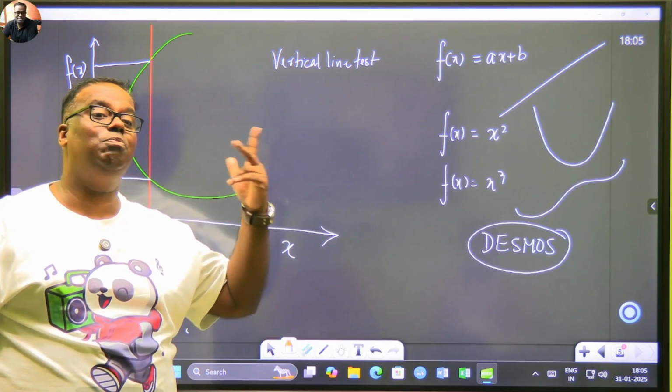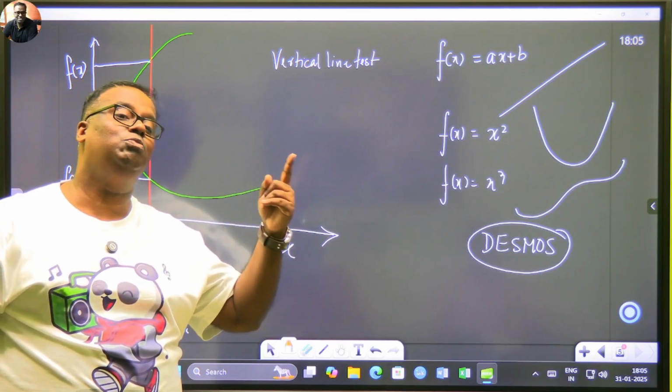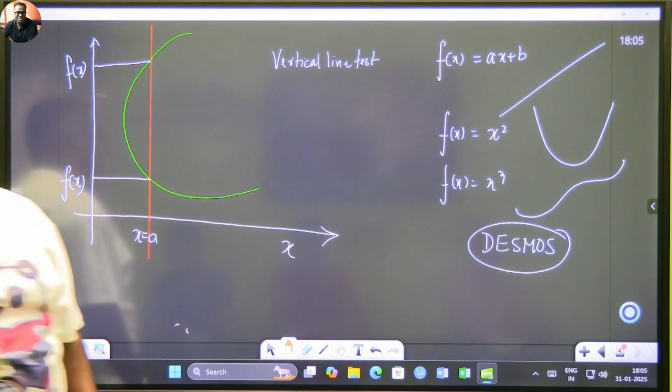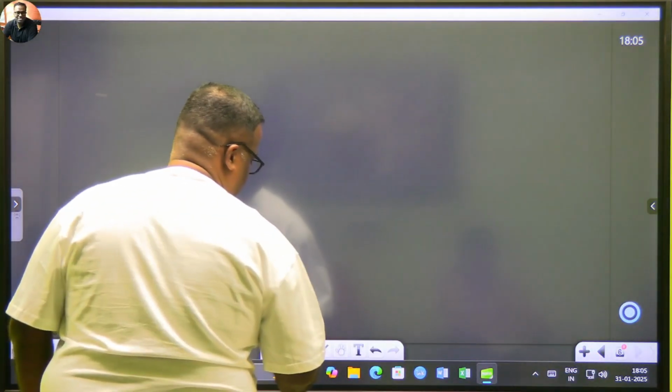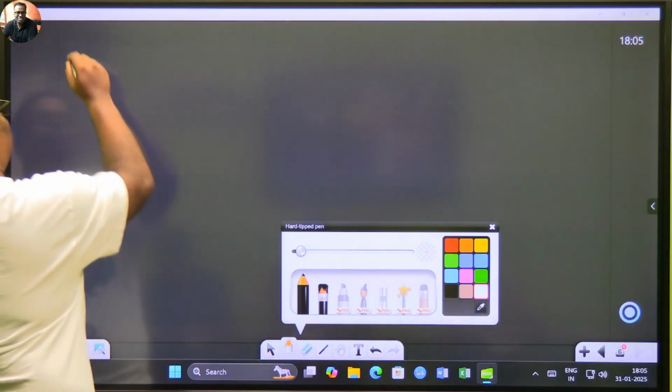One input cannot map to two outputs, but one output can map to two inputs. That is possible. Clear? Chaliye. Now let's see some basics. Now let's see what is a function value.